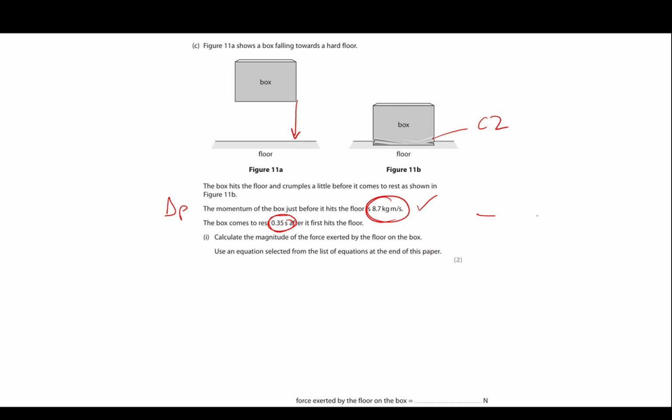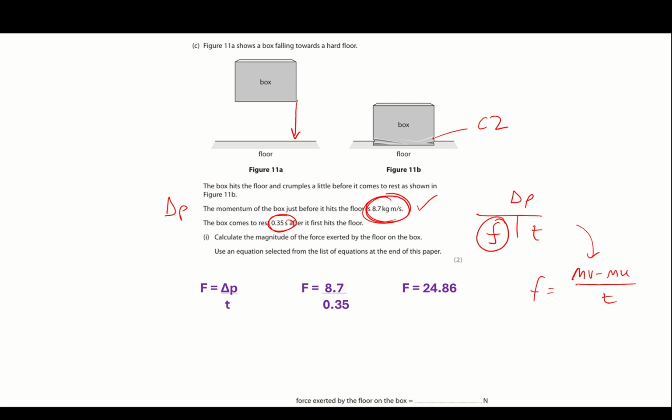So we're going to need F equals mv minus mu over t, in your mark booklet. They're the same one, but it's what's our change of momentum. Well, our change of momentum is this value. So we want to find out the force, so that's the momentum divided by the time. So F equals delta P over t, 8.7 over 0.35 equals 24.9 newtons, or 25 newtons.